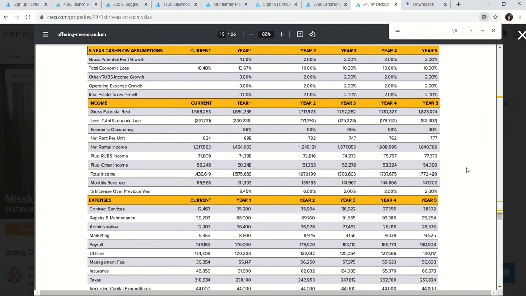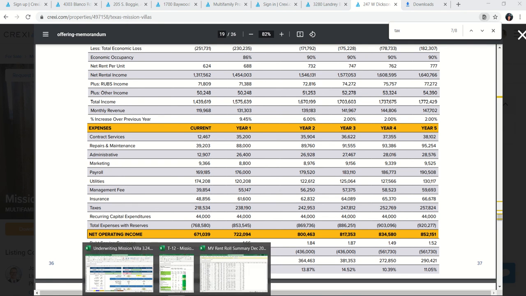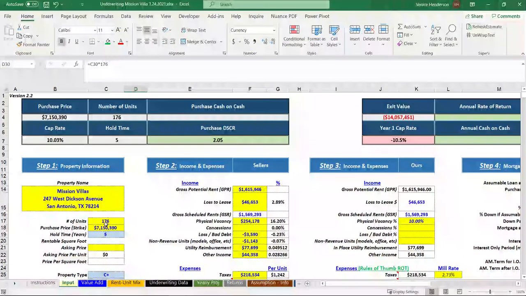Everything about this seems very questionable. So they're at 1439 expenses, net operating income. See, their net operating income currently is at 671. I'm going in and I'm changing my number right away. I am changing my number right away.